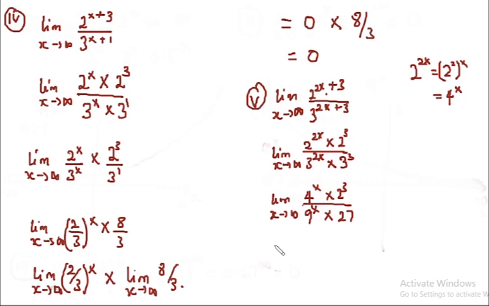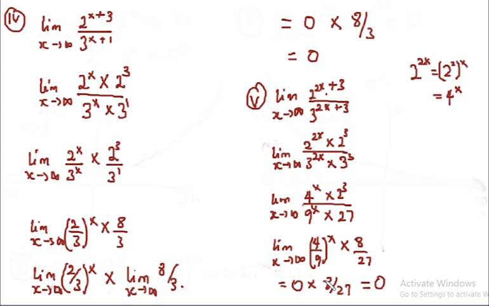So from here, the limit as x approaches infinity of (4/9)^x, separating them directly, times 2^3 over 3^3, which is 8/27. If I take the limit, (4/9)^x approaches 0 as x approaches infinity, so this is 0 times 8/27, and 0 times 8/27 is 0.